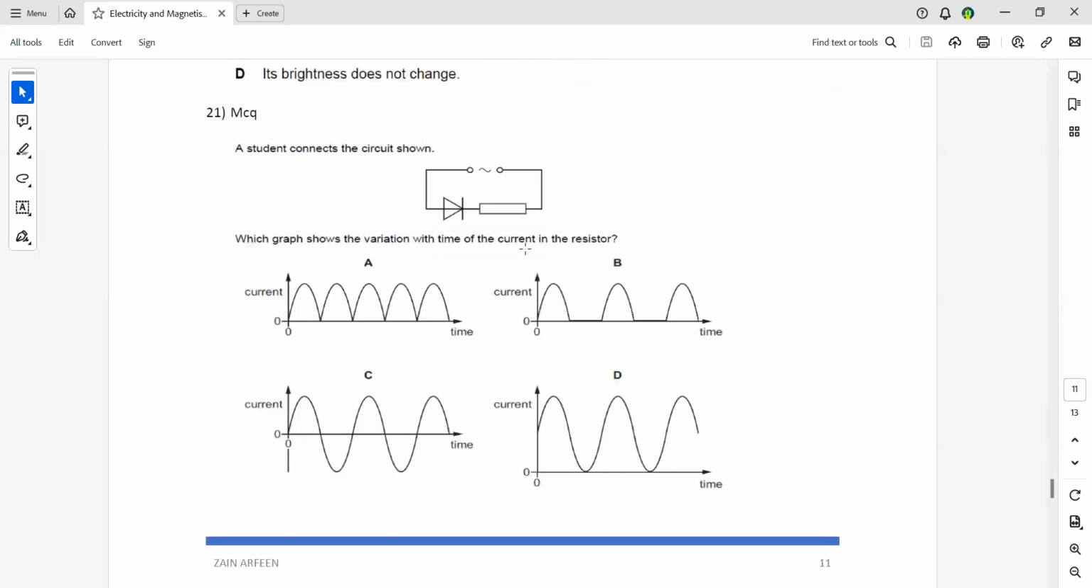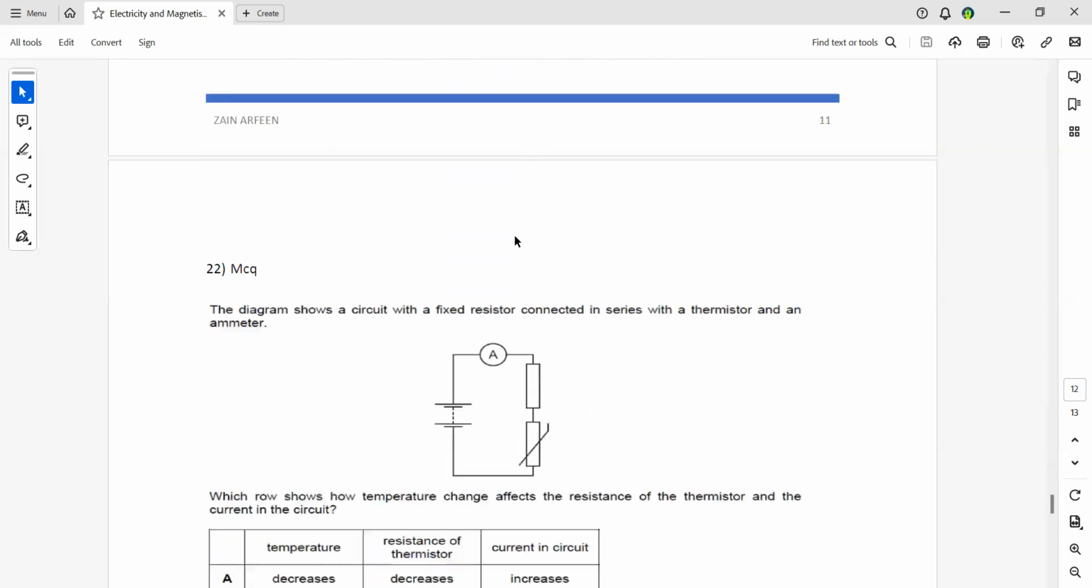In question 21, again a similar question. Whenever a diode and AC supply is there, the diode is used to rectify, or allow the current to flow in one way and block the direction of the current the other way around.